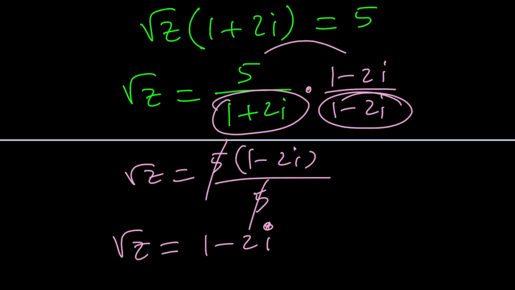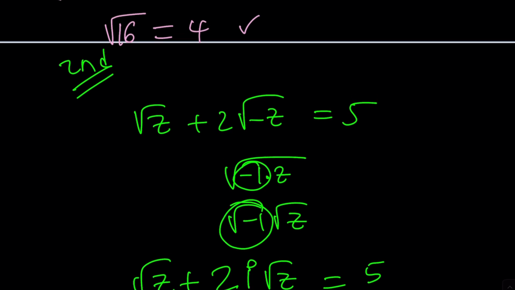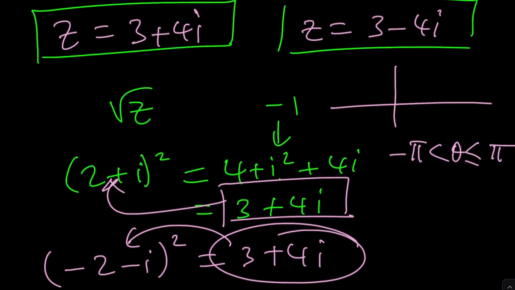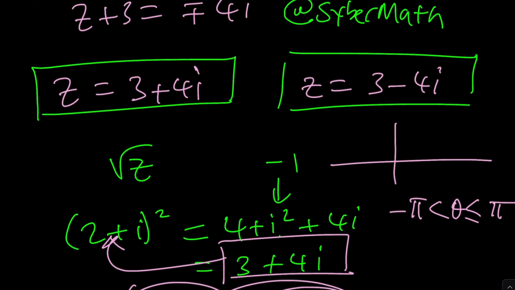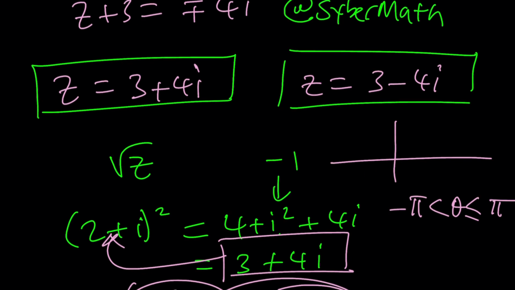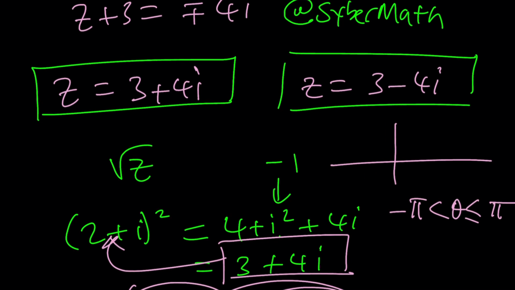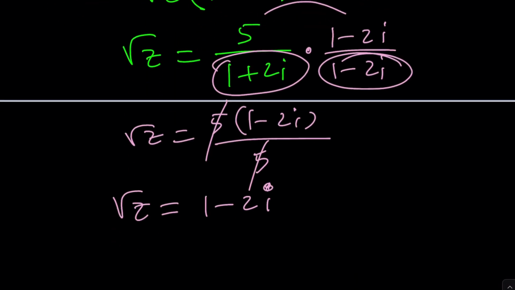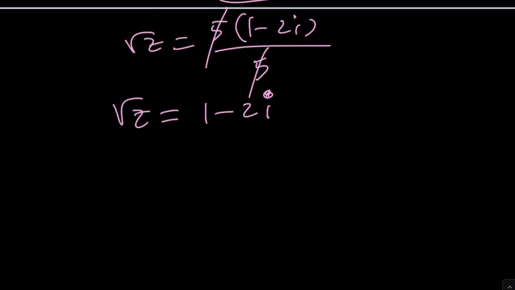That's kind of problematic, isn't it? Why? Because if you really think about it, when I said 3 plus 4i is (2 plus i) squared, then when I take the square root of 3 plus 4i, I get 2 plus i. Do I get 1 minus 2i? Probably not, but we can always talk about it, right?